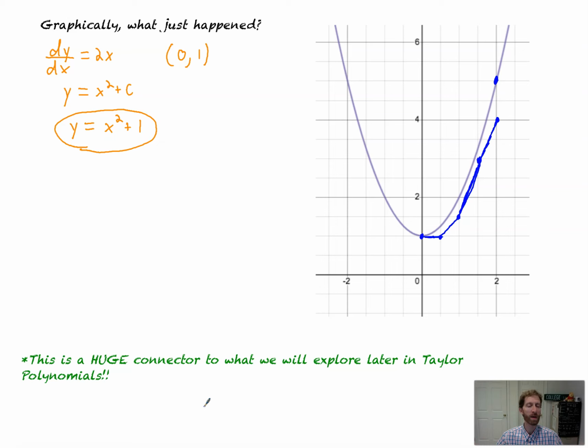But that's it. That's Euler's method. I'll see you in the next video when we go over some other Euler's method problems. We just go over the process. And then there's one more video where I prove to you that this is just a lot of tangent line equations.